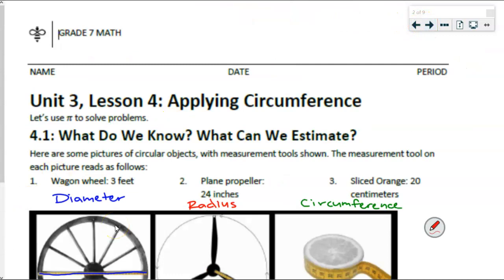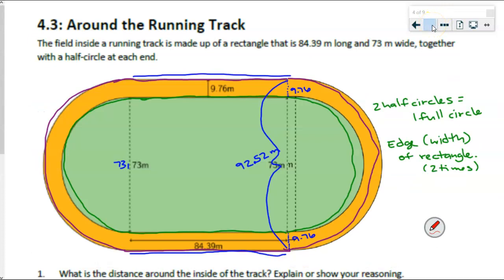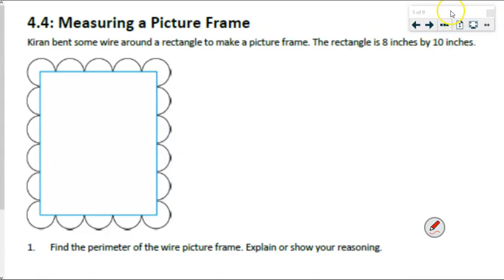Again, this is part 2 of this lesson, so we're going to skip ahead to just where we left off. Right here on 4.4, measuring a picture frame. Kiran bent some wire around a rectangle to make a picture frame. The rectangle is 8 inches by 10 inches.